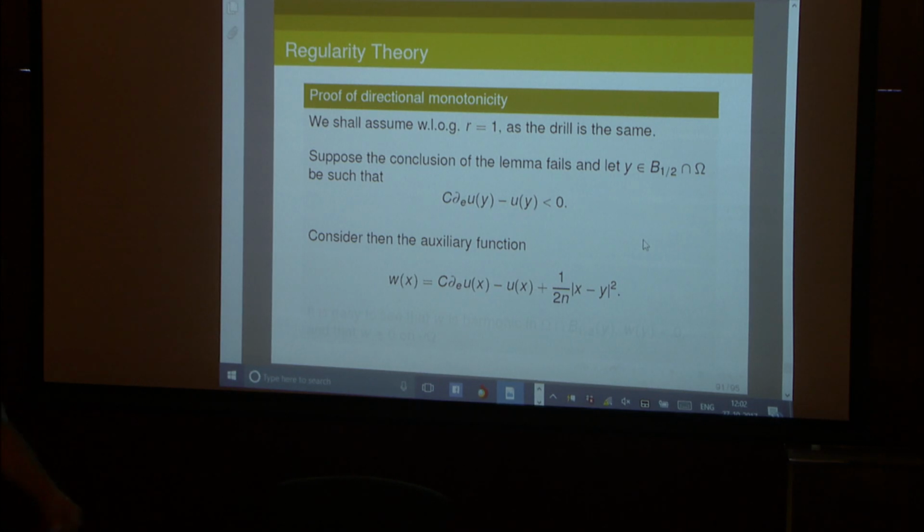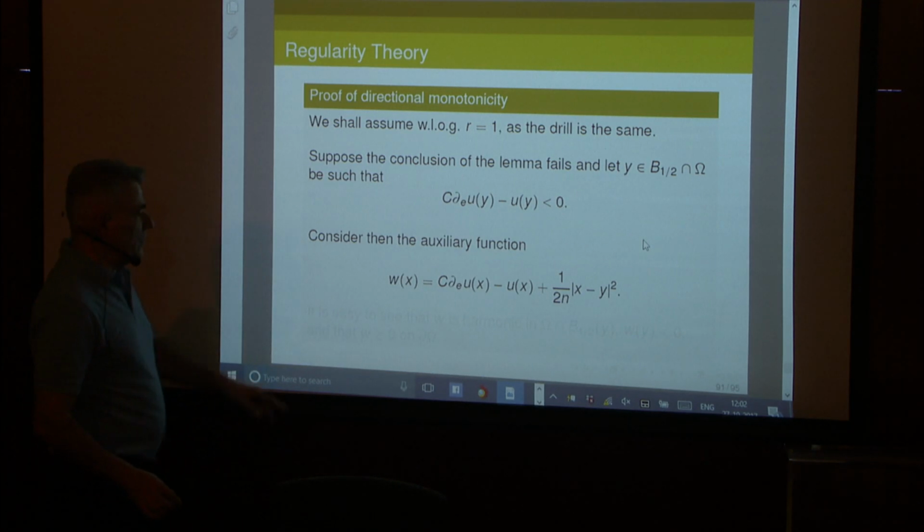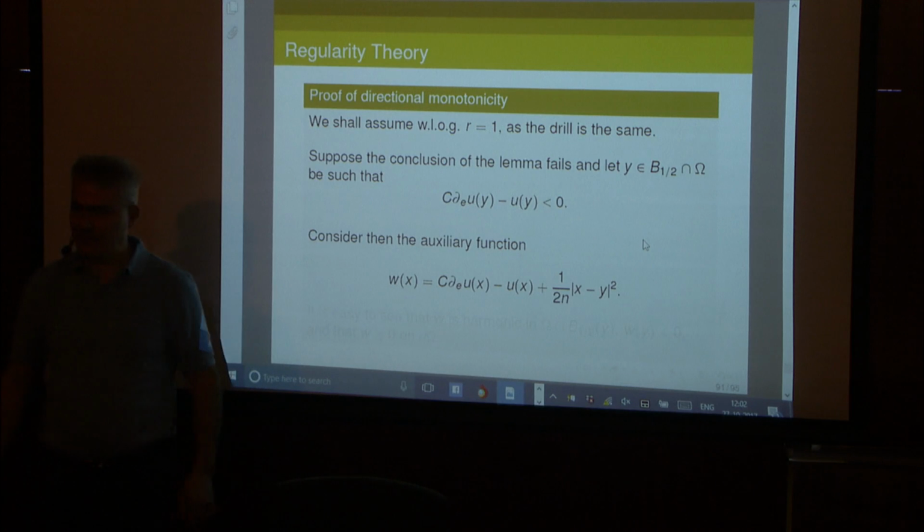So here's the picture. You have this free boundary. You have lower radius 1. You have a point in a half ball, y. And this is negative. So let's call that function along with something else, W.